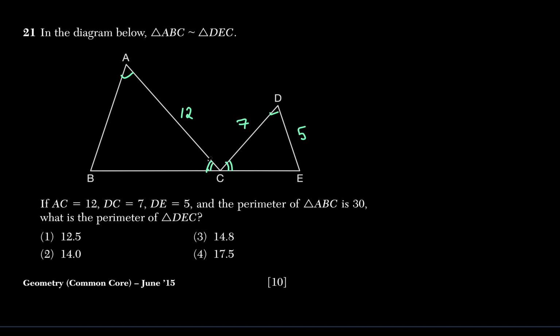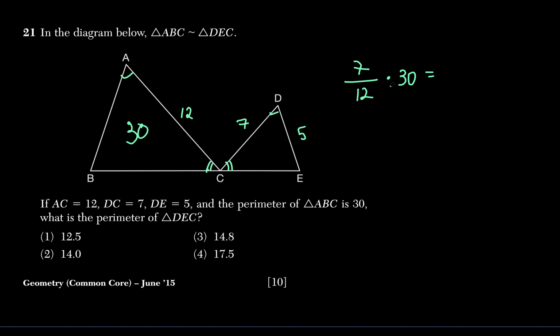You know that the perimeter of ABC is 30. You want to know the perimeter of DEC. So what are you going to do? Well, let's see. You can take 7, which is DC, divided by AC, because you can write the number proportion, and then multiply that by 30.